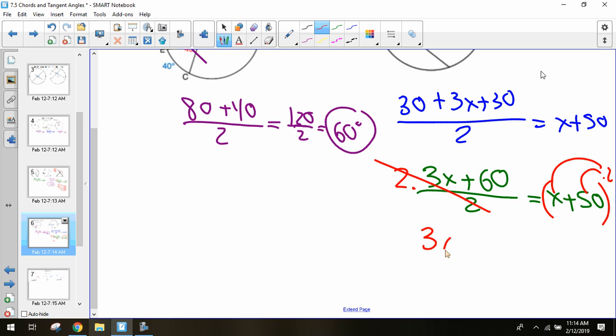So we have 3x plus 60. 2 times x is 2x. 2 times 50 is 100. We have 2x plus 100.